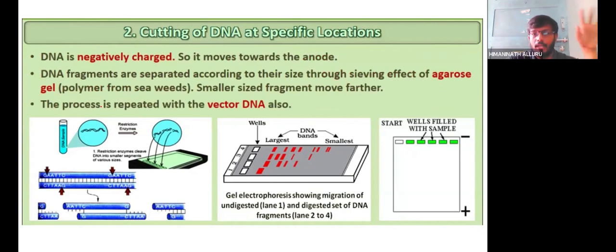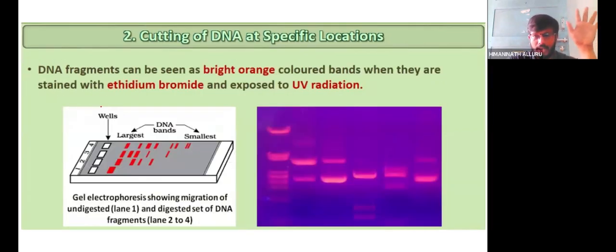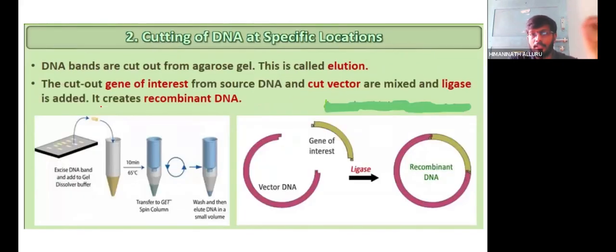Second, they should say DNA is negatively charged, so it will be forced to move towards the anode. Third keyword: the fragments will be separated based on the size of the DNA. Fourth keyword: the smaller fragments will move farther and the larger fragments will stay behind. Fifth, the staining: they have to write about the role of ethidium bromide and UV radiation. And sixth one, elution. But not only this, teachers. Seventh keyword: this eluted DNA will be used for the further process of recombinant DNA. They have to conclude this point always with this.